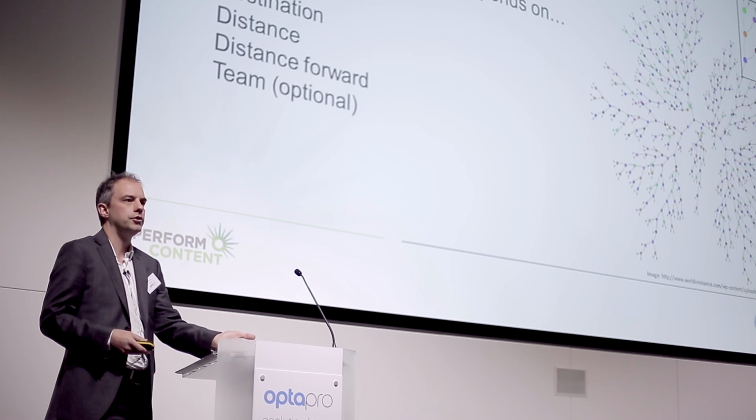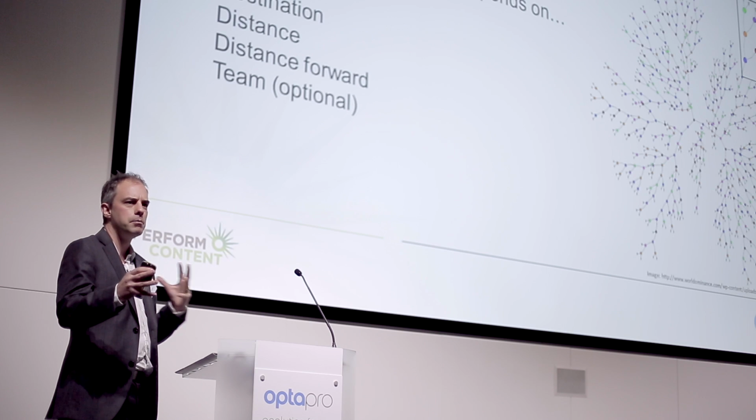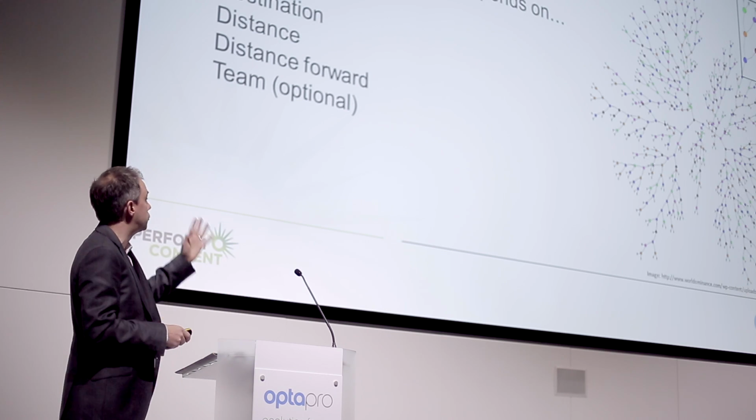Any pass into the area is difficult, any pass into the 6-yard box is really, really difficult. So you need a model that can handle all these different effects. So we use a random forest.